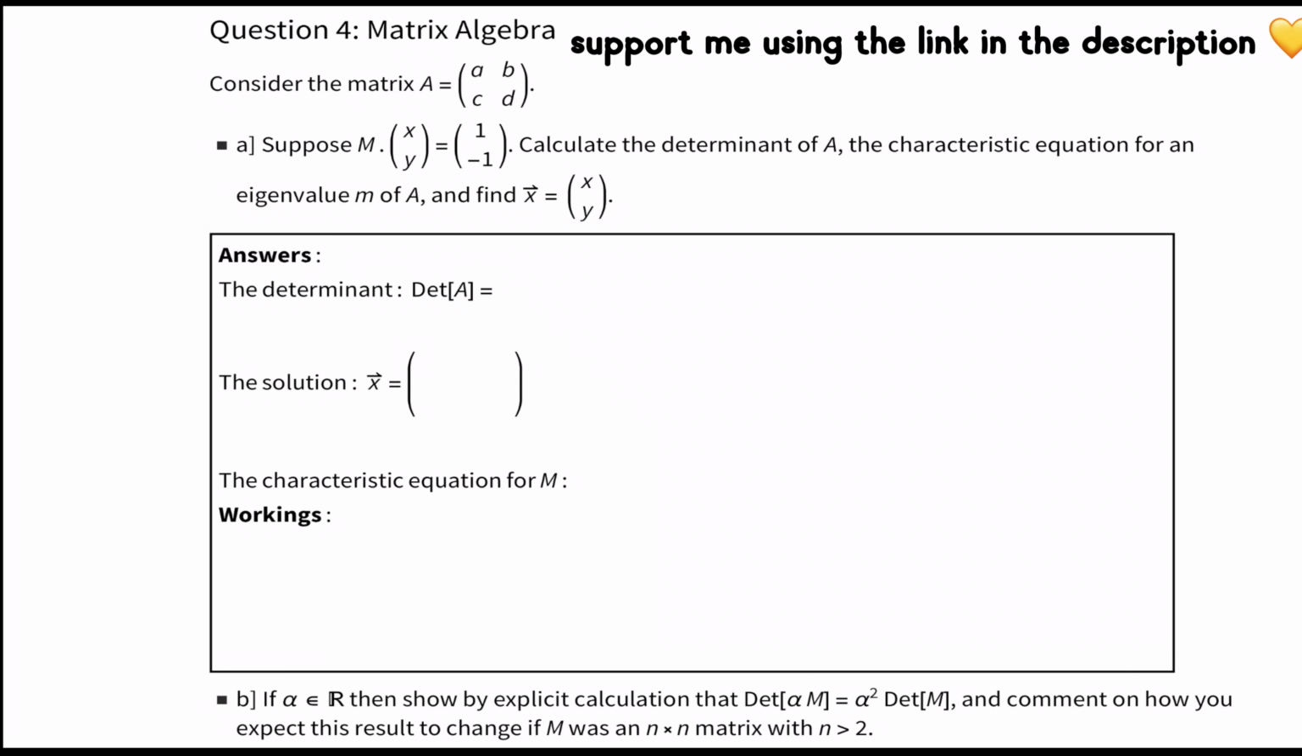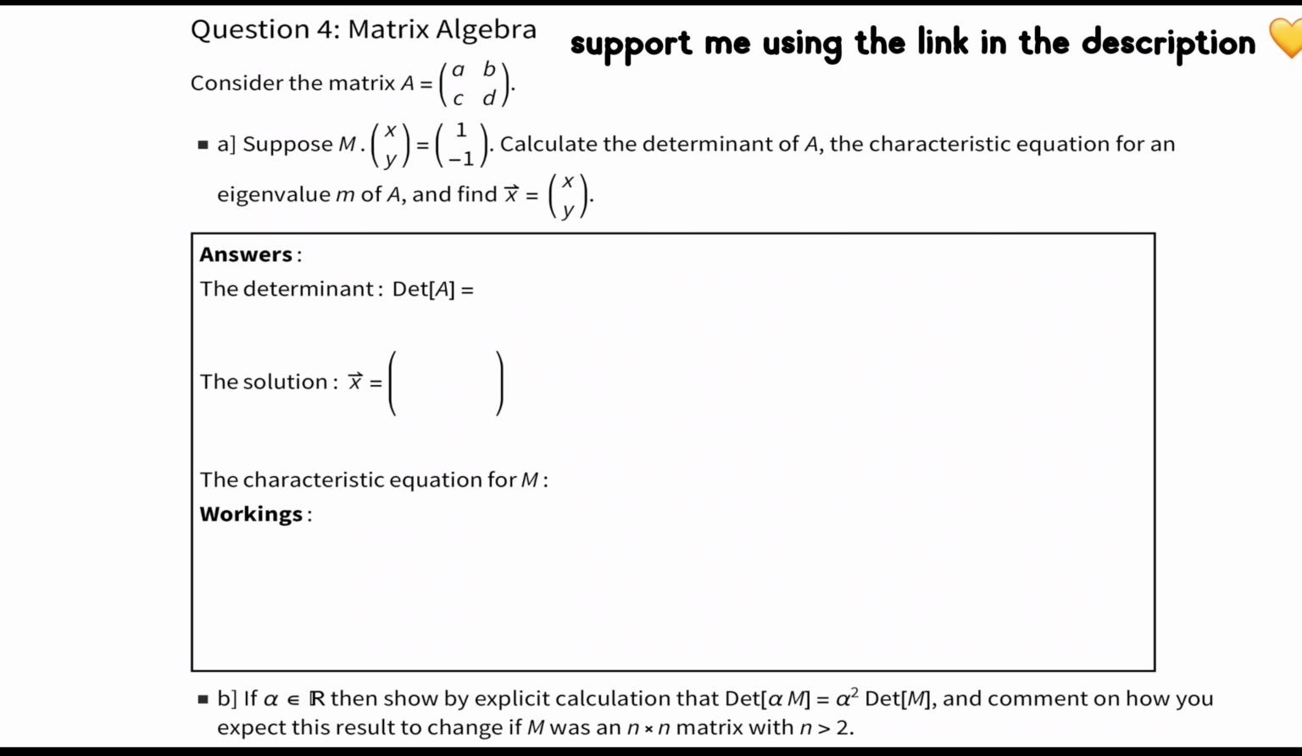We're looking at question 4, matrix algebra. Consider the matrix A, which is equal to A, B, C, D. Part A is saying suppose a matrix M multiplied by the vector X is equal to 1, minus 1. Calculate the determinant of A and the characteristic equation for an eigenvalue M of A and find the vector X.